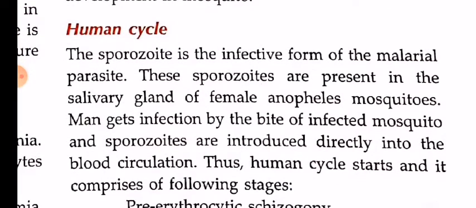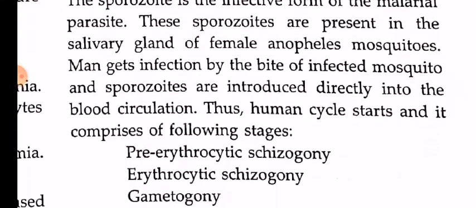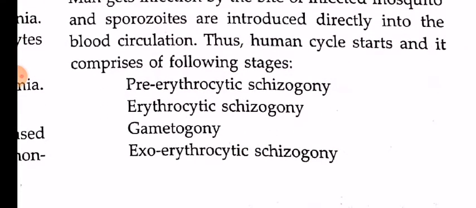Human cycle. The sporozoite is infective form of the malarial parasite. These sporozoites are present in the salivary gland of female Anopheles mosquitoes. Man gets infection by bite of the infected mosquito and sporozoites are introduced directly into the blood circulation. Thus human cycle starts. It comprises of the following stages: pre-erythrocytic schizogony, erythrocytic schizogony, gametogony, and exoerythrocytic schizogony.